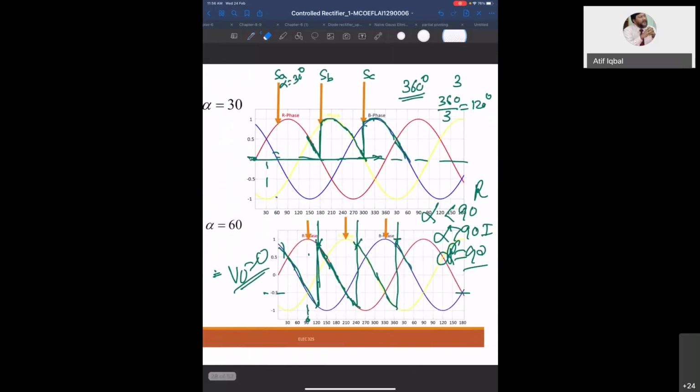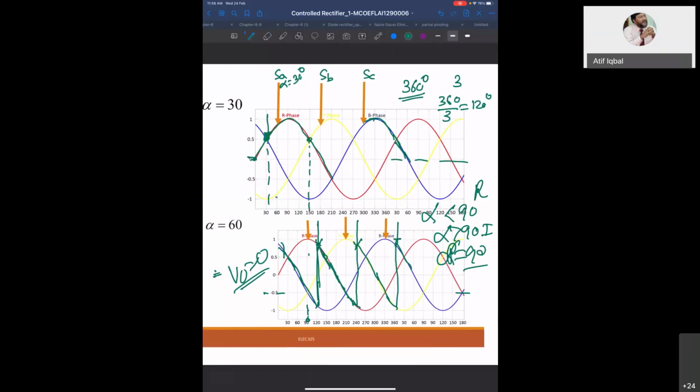It is starting from my, you see, this is my sine wave. And I have to start my integration at this point, and I have to finish the integration at this point.